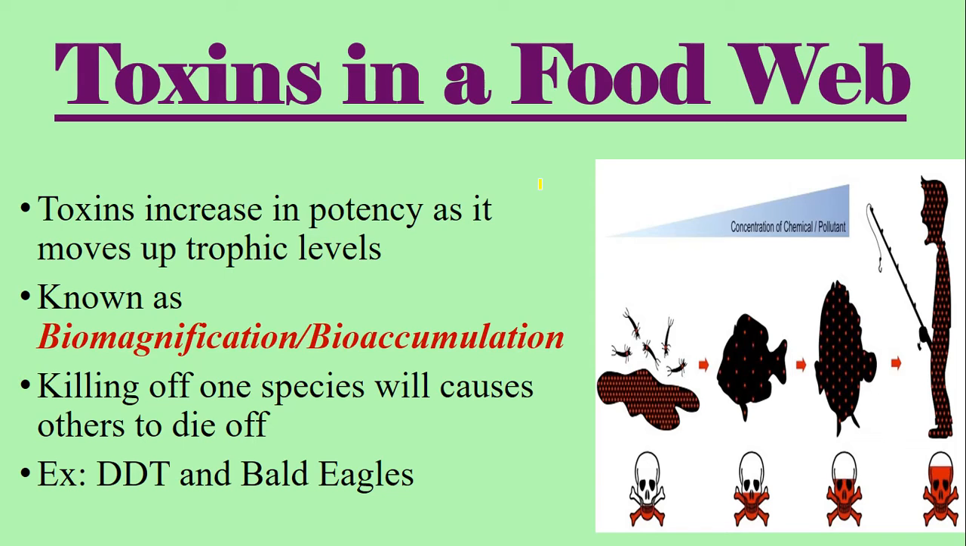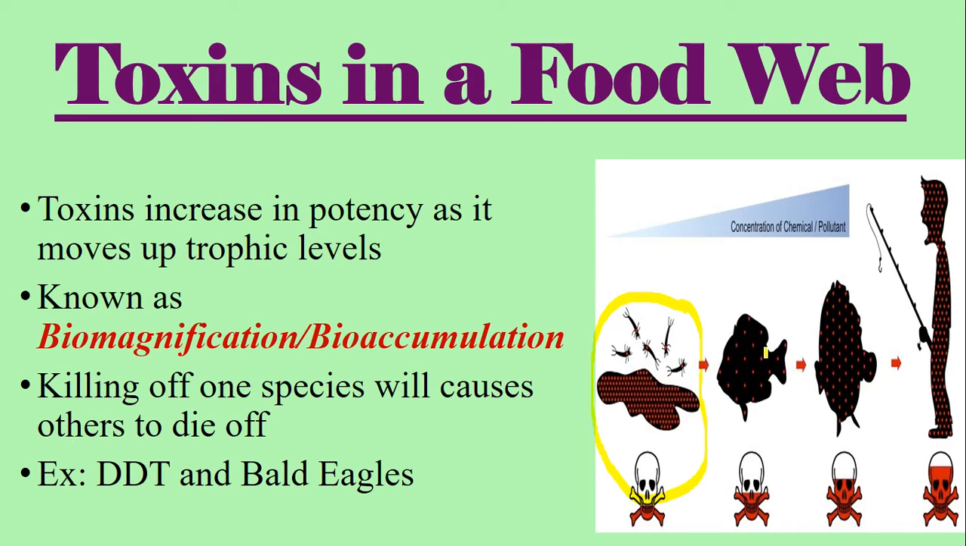So you have a toxin, and as you increase in each trophic level, as you get higher and higher from producers to tertiary consumers, toxins will build up in each organism. We call that biomagnification. Let me say that word again because I know I stuttered. Biomagnification or bioaccumulation. So if we look at the picture here, this is an aquatic food system. We have these organisms here. These are called zooplankton. They have a little bit of toxin in them.